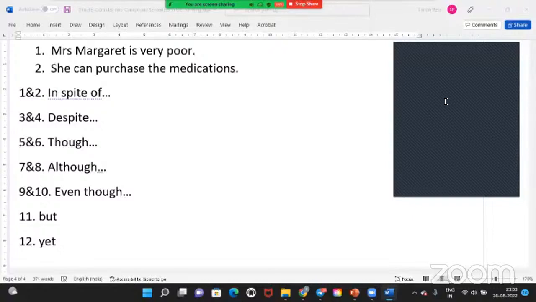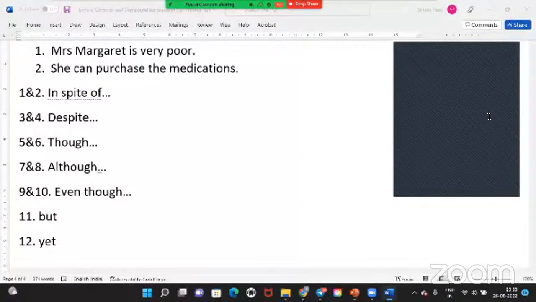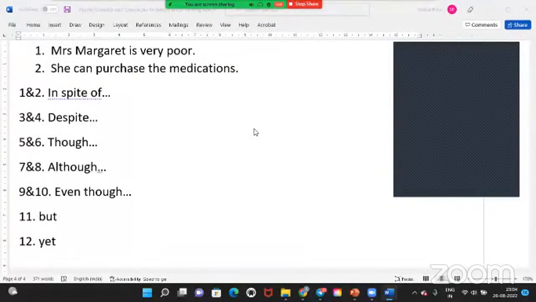Stella Maris, correct it. Very good. Mrs. Margaret can purchase the medications, though she is very poor. In between, if a word is there, you need not put a comma. Though comes in the beginning only, comma. Very good. Come on, come on.